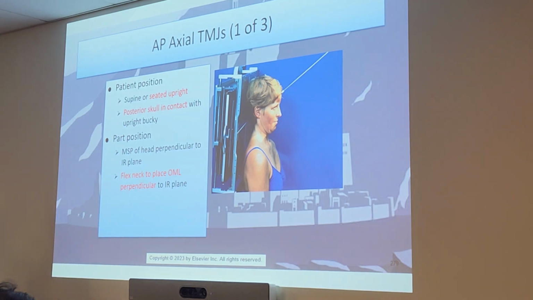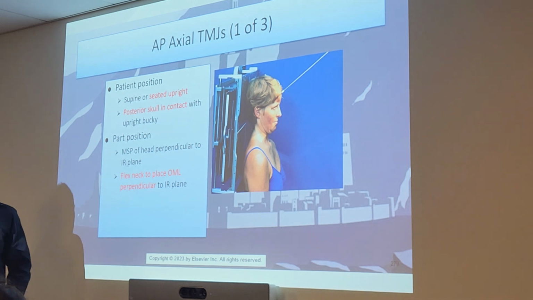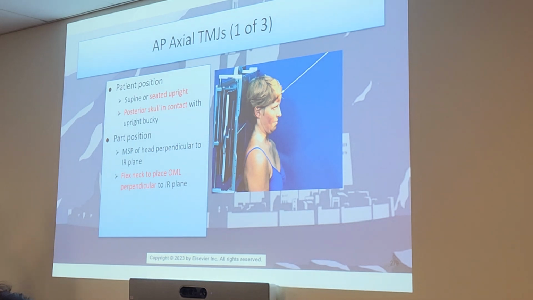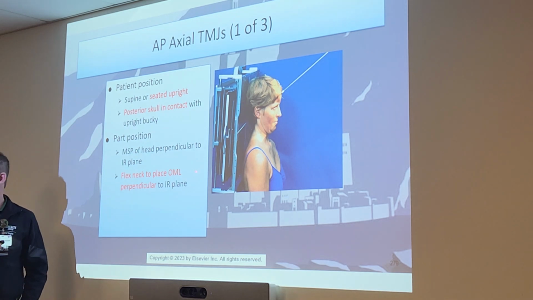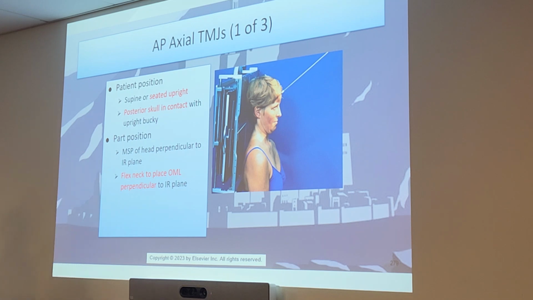All right, first one, guys, the AP axial TMJs. As always, seated upright being the best way to do it. Posterior skull in contact. Looks very similar to something else we've done, the Townes X-ray. So we're going to flex the neck, just like a Townes, so that we put the LML perpendicular to the IR plane. So the patient looks nice and awkward and has a triple chin like this lady here. You want to have their head awkward so you see a double chin. That's the way to do this position correctly. Everyone gets a double chin when you do that position.